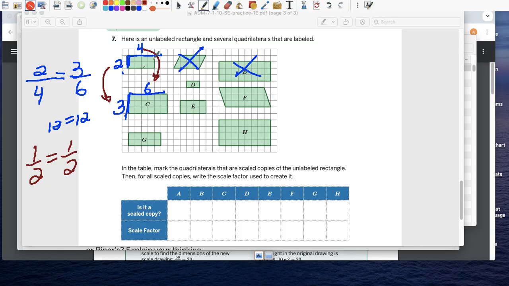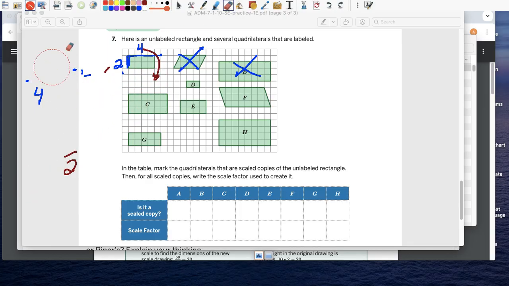How did the 2 become a 3? How did the 4 become a 6? 2 times what is 3? Well, times 1.5. 4 times what is 6? Times 1.5. Did we use the same scale factor for each of the dimensions? Yes, we did. So we multiply each of the sides by 1.5, and you get a scale copy. So C is definitely a scale copy. I think this is a little review, right? So C. Right. How about D?